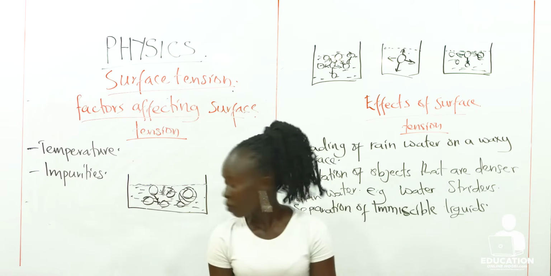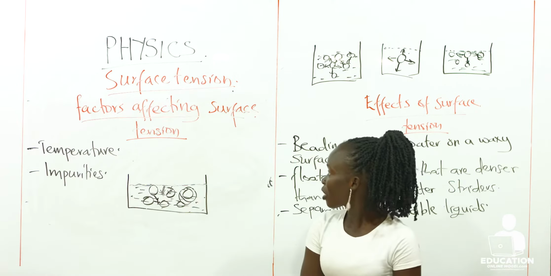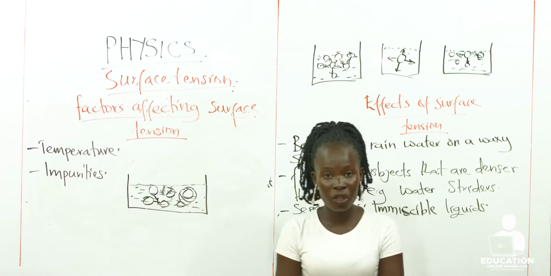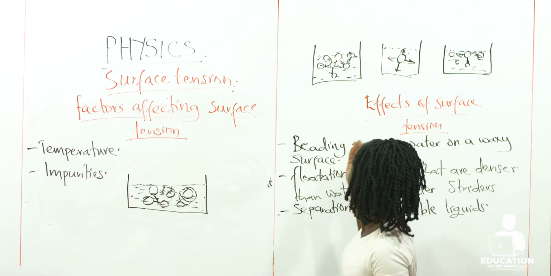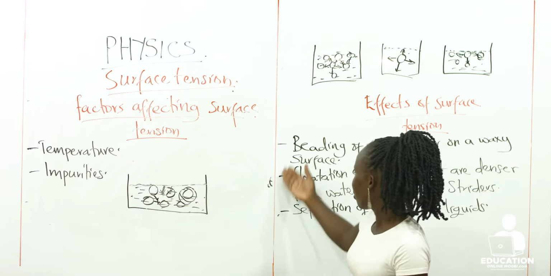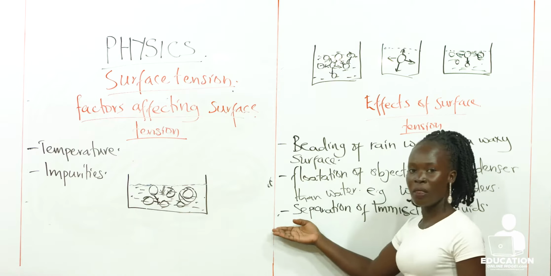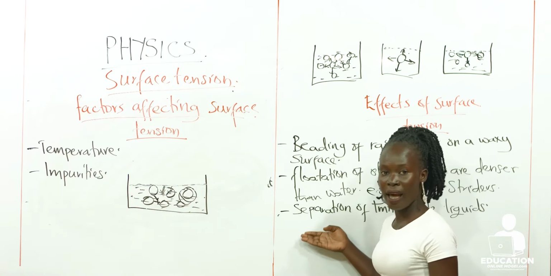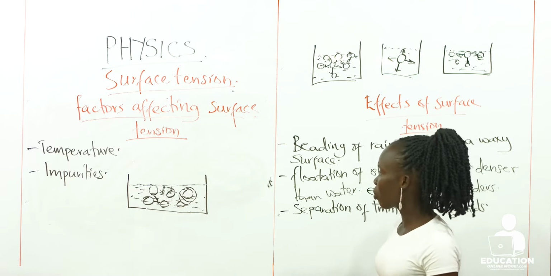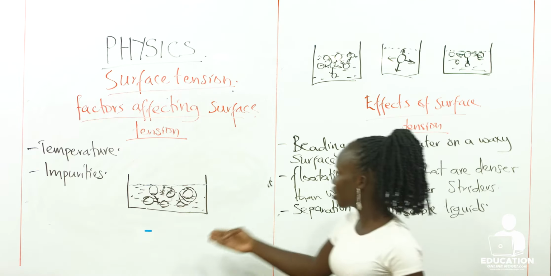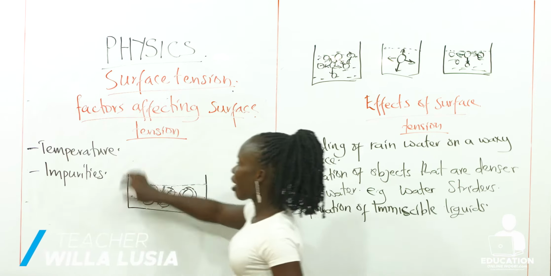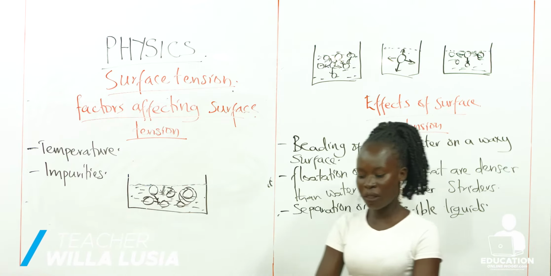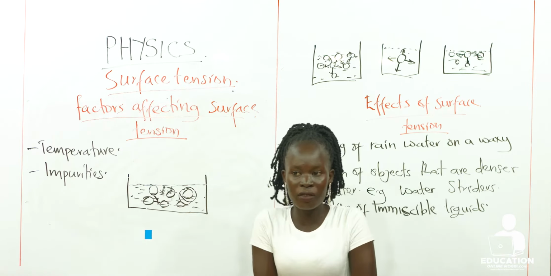So for today we've learned a lot. We've talked about surface tension. I hope you can now define surface tension. We talked about the effects of surface tension, and these are not the only ones. We are not limiting you to only the three. There are so many other effects you can find. We have also seen that the factors affecting surface tension, these two, are the major factors that affect surface tension. So with this, we've come to the end of our lesson for today.